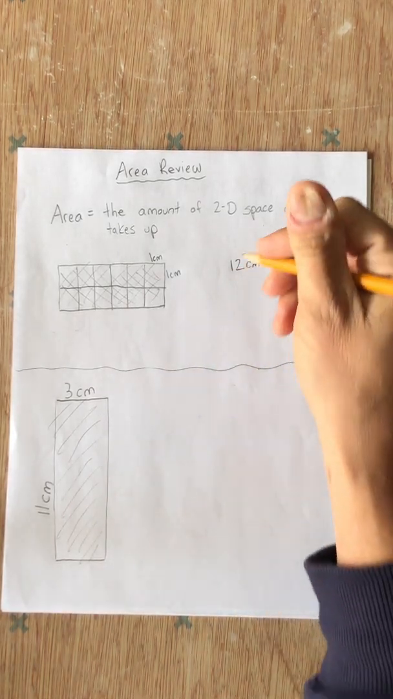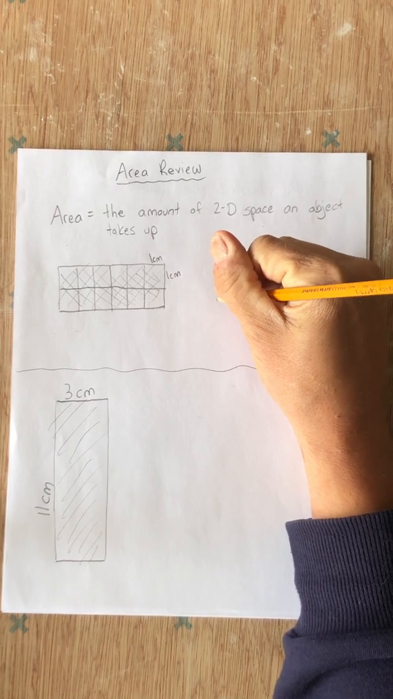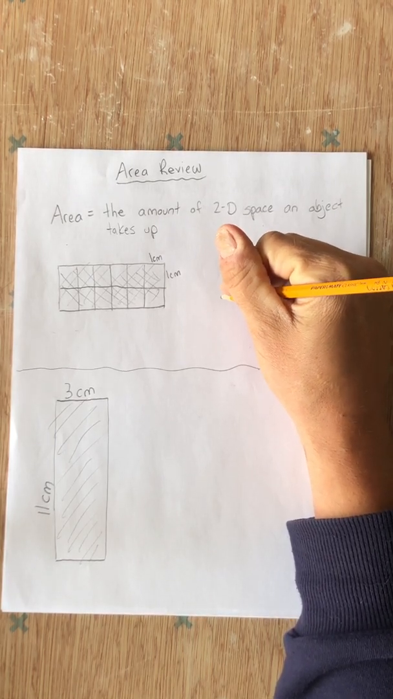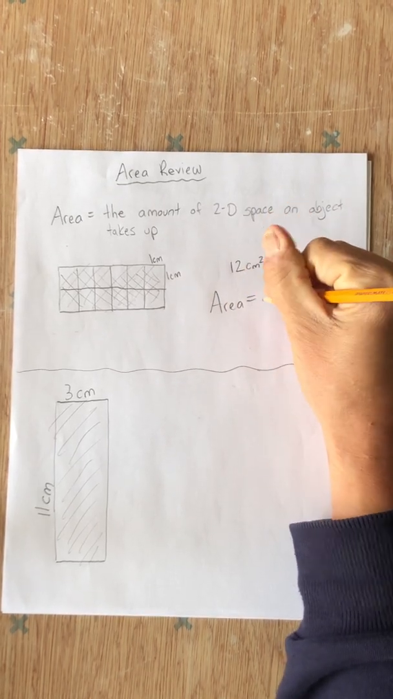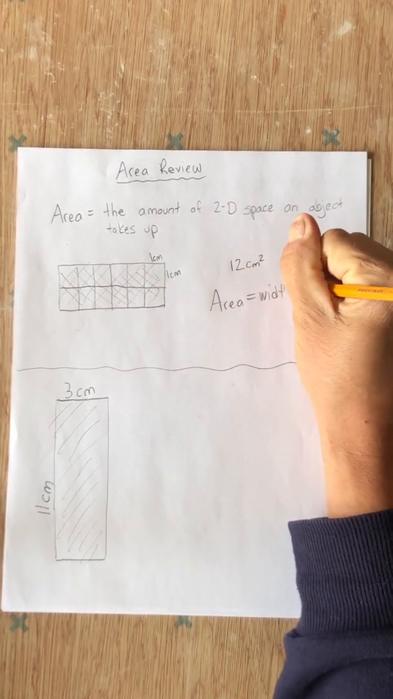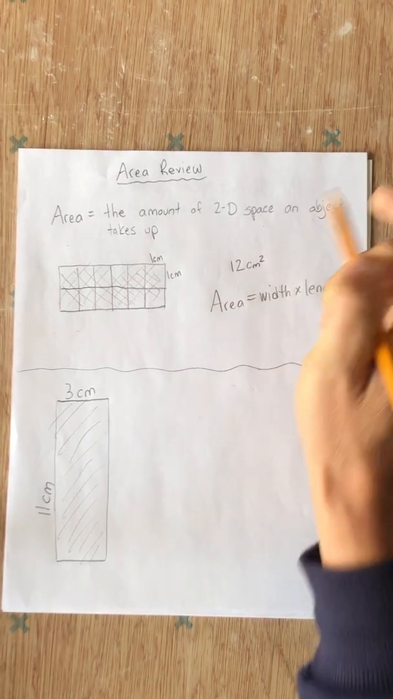Or some of you will remember there's a formula for finding the area of a rectangle. I'm sure some of you are thinking about it in your head, but the area of a rectangle is the width times the length. So we can find it for this one by doing that.